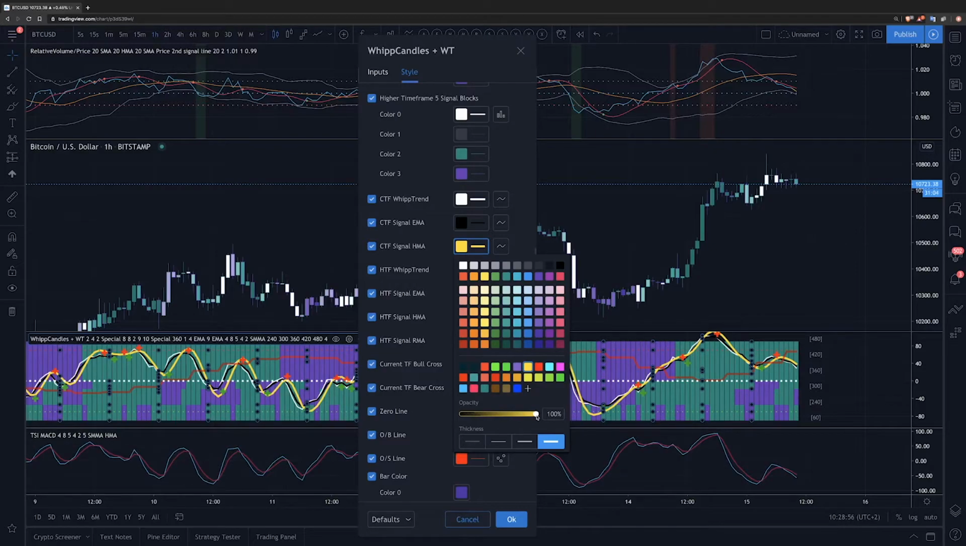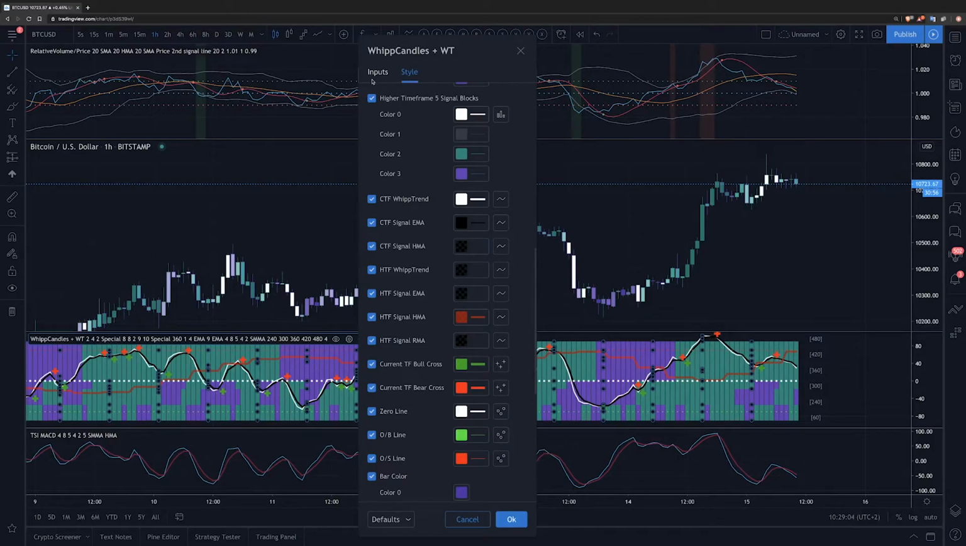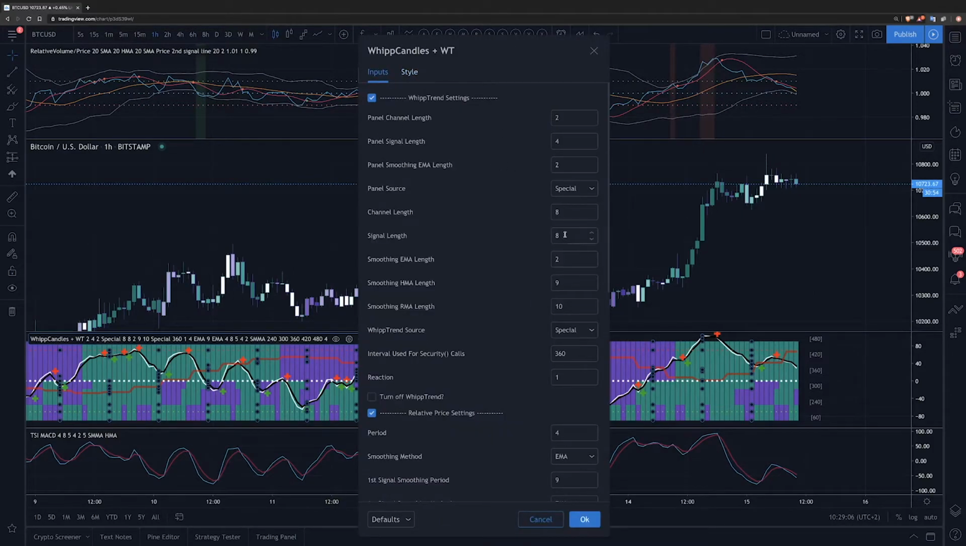as a smoothing line. But we'll turn that off. I'm happy with the EMA. And so we have whip trend set to 882. 9 and 10 on HMA and RMA are irrelevant because I have those muted. I have those dialed down on transparency.